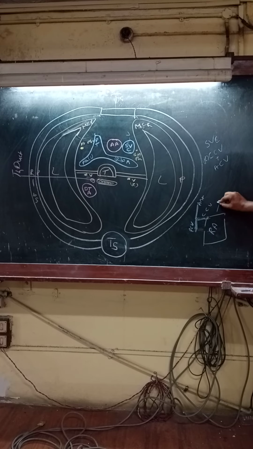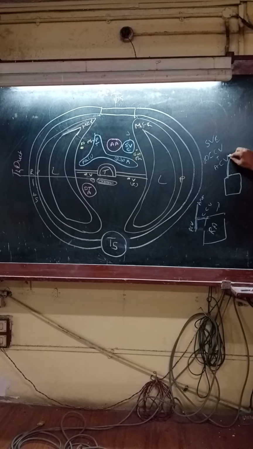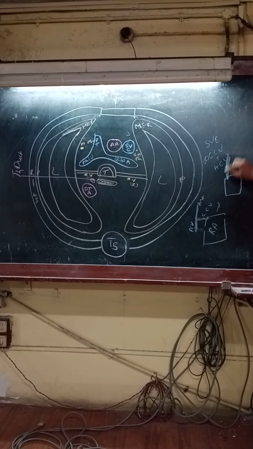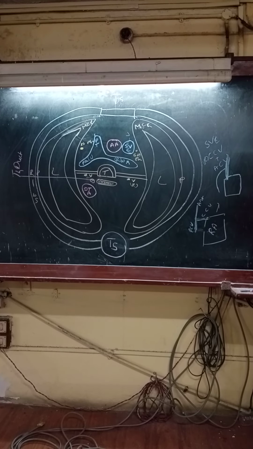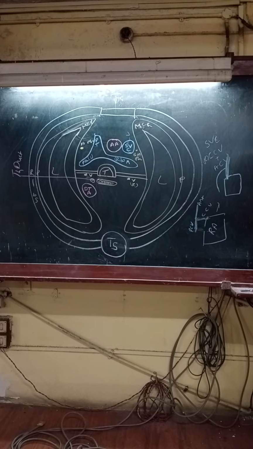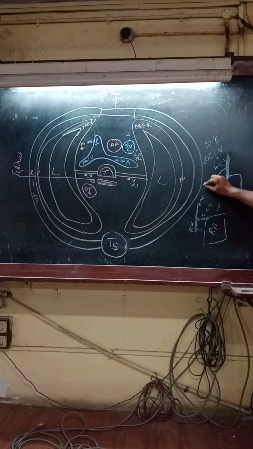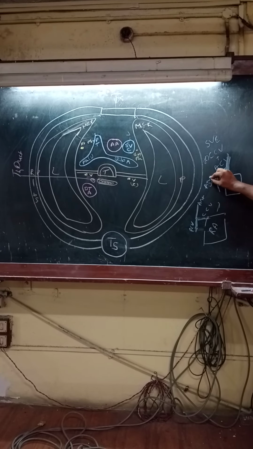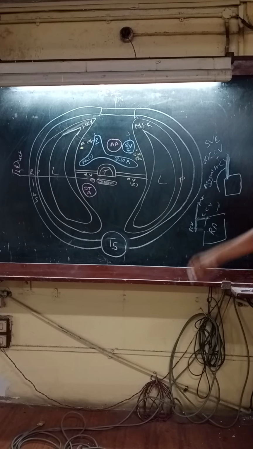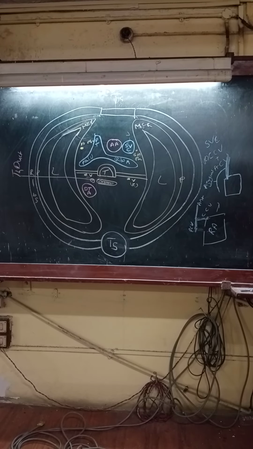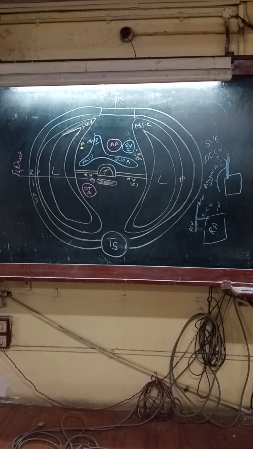So now what is going to happen in the next step is SVC, and the posterior cardinal vein is opening into it. Posterior cardinal vein, terminal part will form azygos. Terminal part of the posterior cardinal vein will form azygos.